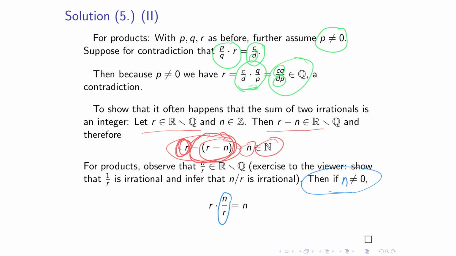Because only when n is non-zero do we know that this is an irrational number. You may want to do a little more work to prove some of what's going on here, but I think it's fairly clear. So the infinite family of products that we're going to consider is r multiplied with n over r. And so that's an irrational times an irrational, and the result is a natural number. So that shows that there's an infinite collection of pairs of irrational numbers such that their product is a natural number. So proof complete.